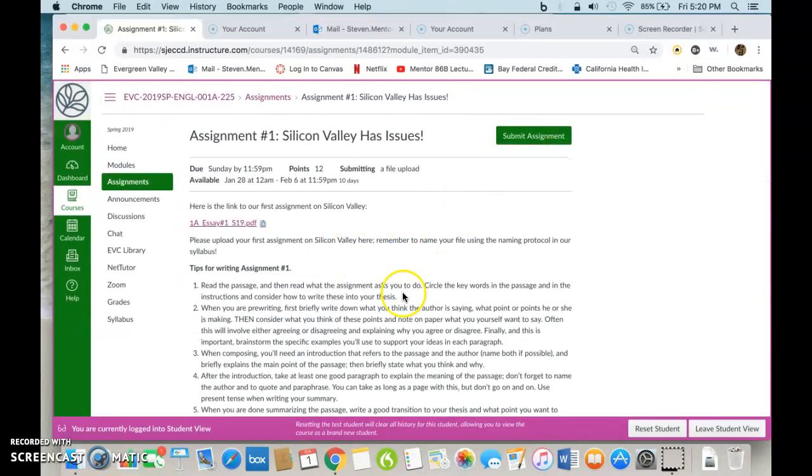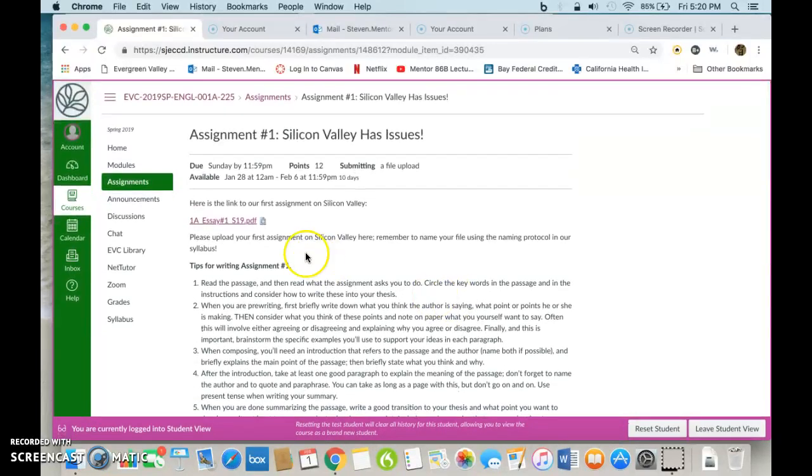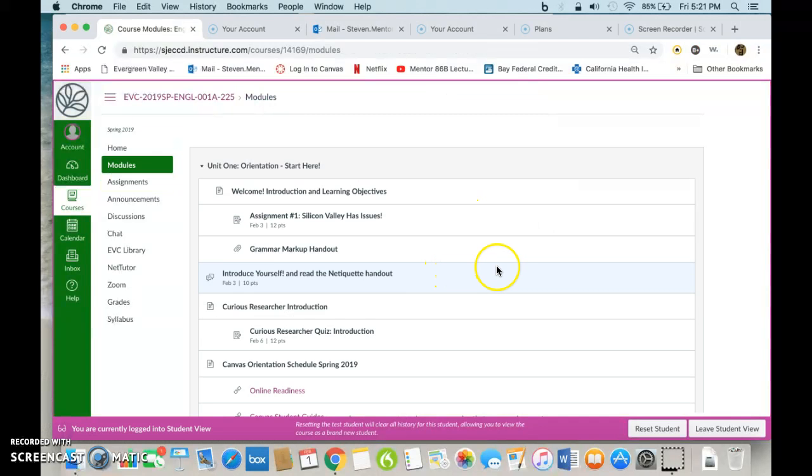And then once you have written the paper, this is where you would submit the assignment. You click on that, and it asks you to choose a file. You choose a file and submit the assignment. And that's pretty straightforward, I guess. Then you can always come back here and go to modules. I'm not going to make any save changes.